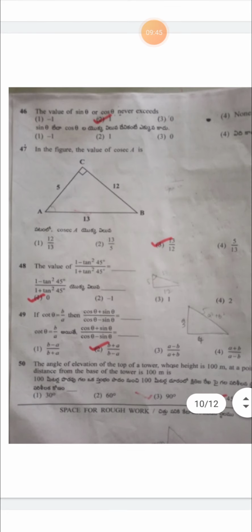Tan theta is equal to cot theta, so when both are equal, theta is 45 degrees, so sec 45 is root 2, so the answer is root 2. The value of sin theta cos theta never exceeds 1, so we know that sin theta cos theta values lie between -1 and 1, so the answer is the second option. In the figure, what is cosec A? Directly you can write 13 by 12. The value of 1 minus tan square 45 by 1 plus tan square 45 is 0.